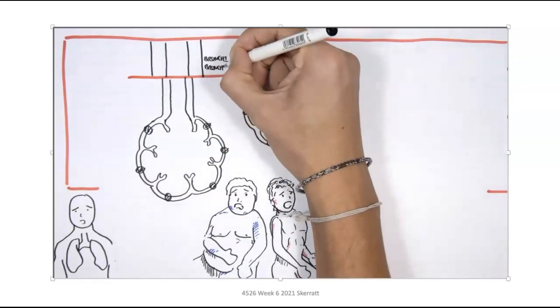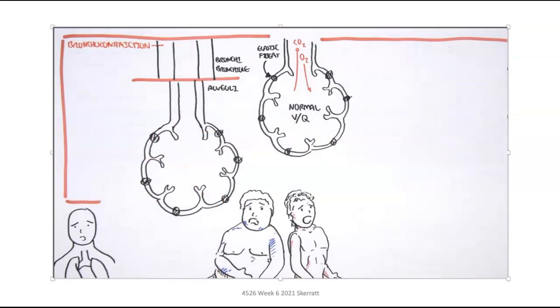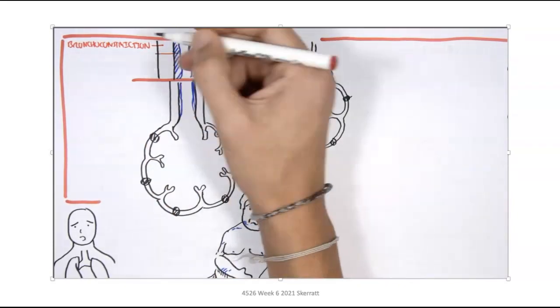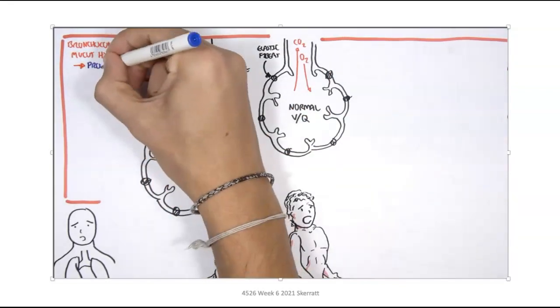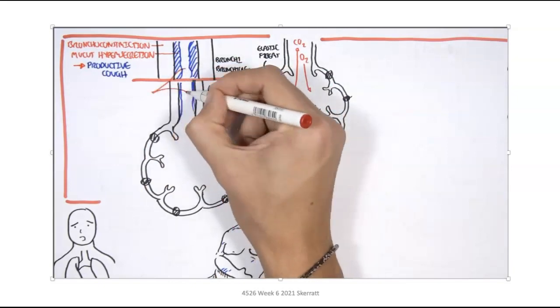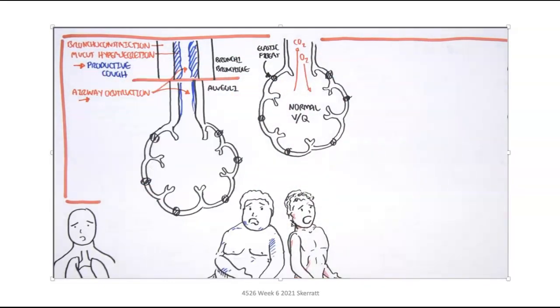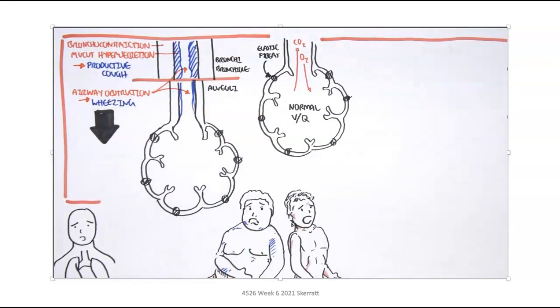In the bronchioles and bronchi, we see bronchoconstriction and mucus hypersecretion. The mucus hypersecretion leads to the productive cough in chronic bronchitis. The airway obstruction from bronchoconstriction and mucus leads to wheezing, and we hear wheezing during expiration, typically.